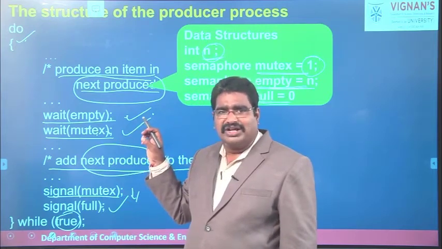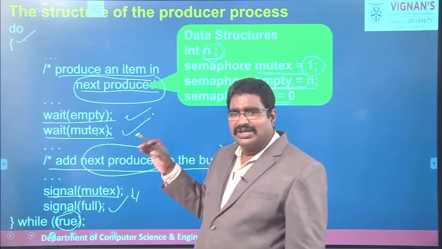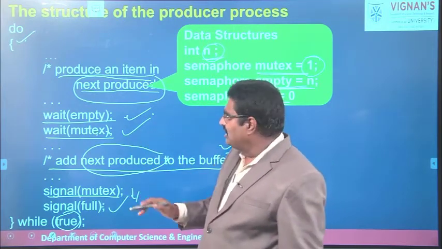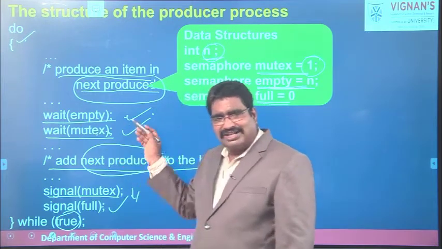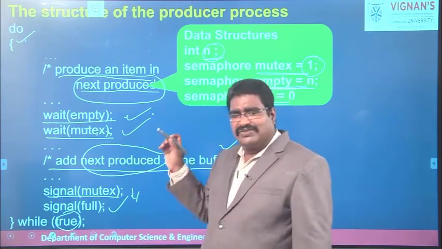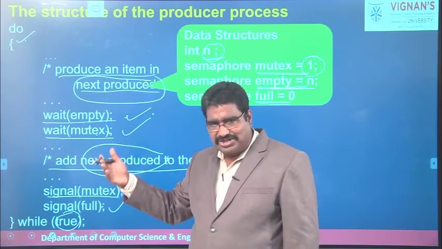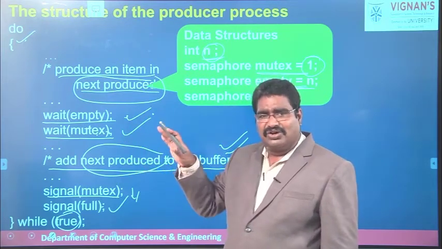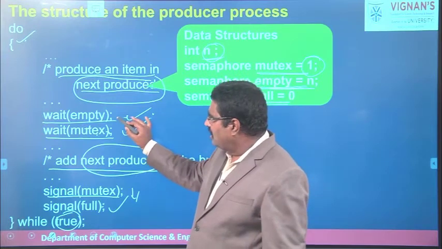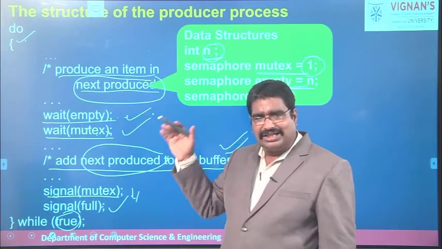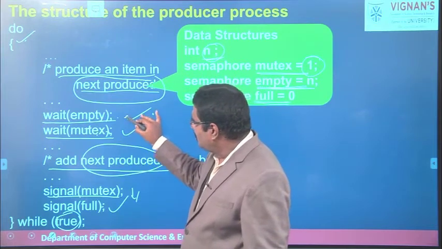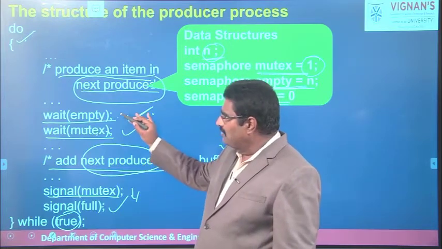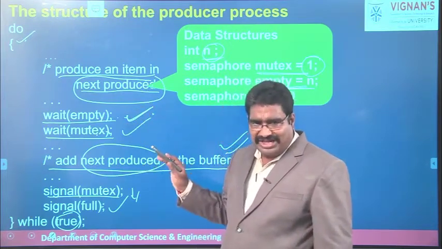Once empty is equal to 0, it indicates that there is no free space available. If there is no free space available, the producer process needs to wait. For that purpose, it simply calls the wait empty. When the control comes out of the wait function, if the empty value is greater than 0, a free space is available, its value is decreased by 1 and it comes out of the wait function. If its value is equal to 0, there is no free space available, and the control never comes out of the wait empty until free space is generated. The producer process is stopped here if there is no free space available. If free space is available, empty is decreased by 1 and it comes out of the wait empty function.